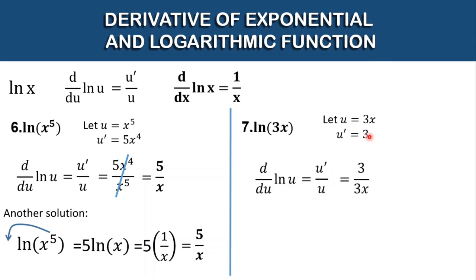U prime is equal to 3 and u is equal to 3x. Then, dito pwede nating makancel yung 3. And our answer here is 1 over x. And this is the derivative of our given. And dito kapag naka-encounter kayo ng ganitong klase ng given, pero iba lang yung coefficient ng x natin, still our answer will be 1 over x.